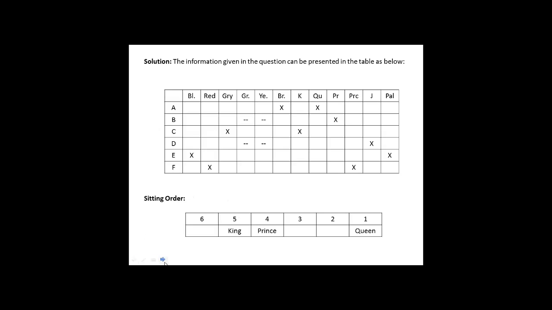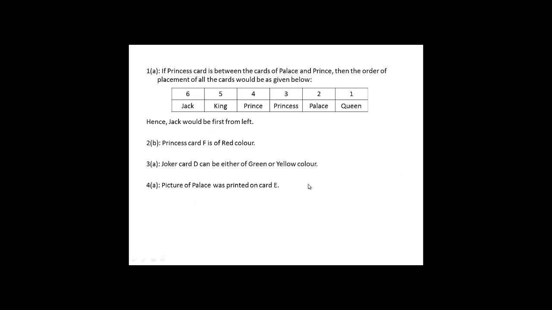Now let's come to the solution of the first question. If princess card is between the cards of palace and prince, then the order of placements of all the cards would be as given below. So we have found all the order over here since the condition is given in the first question. Hence joker would be the first from left, so joker is our answer.